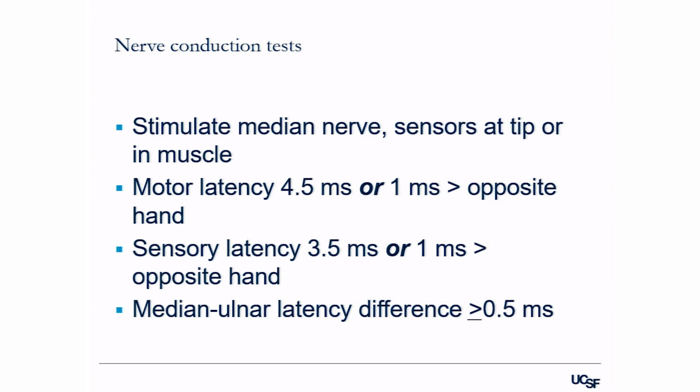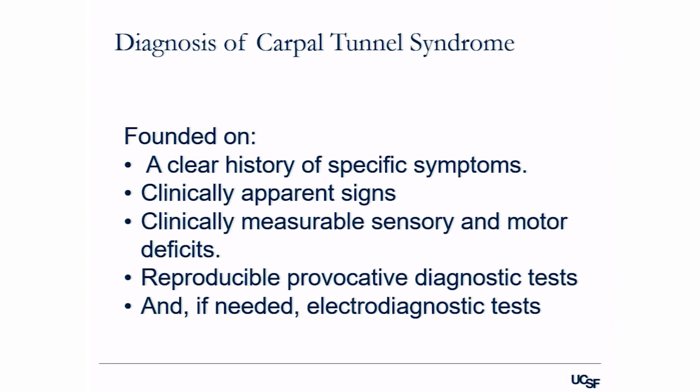So nerve conduction, right? We know that you're testing motor and sensory latency to tell you whether the nerve is not conducting properly across the area where it should be. You can also look at the difference between the median and ulnar side. But again, what I said before is that the diagnosis is really a clear history of specific symptoms, right?